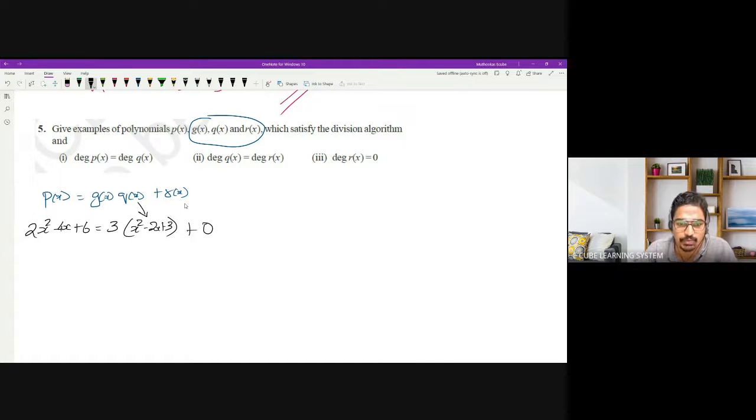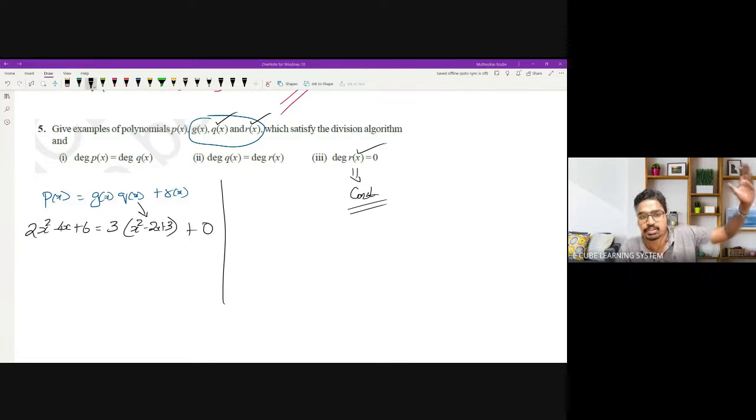Second example: the degree of q of x and the degree of r of x must be the same. The degree of the quotient and the degree of the remainder must be same. Third one: the degree of r of x should be 0, which means r of x should be a constant. All these come from divisions by applying the division algorithm. When we look into those questions, you will get examples for each type. I'm not wasting time on that.